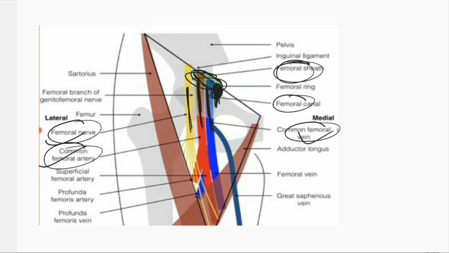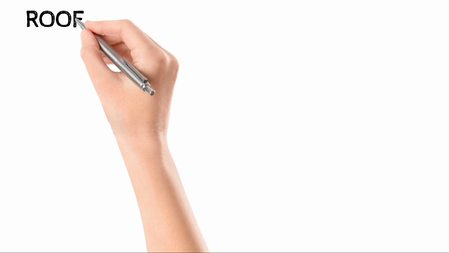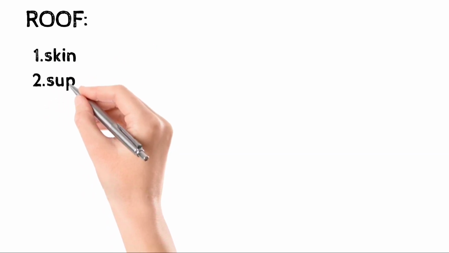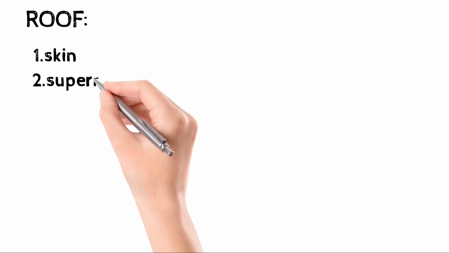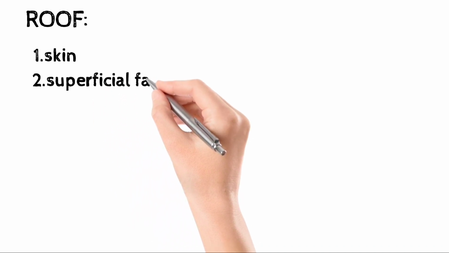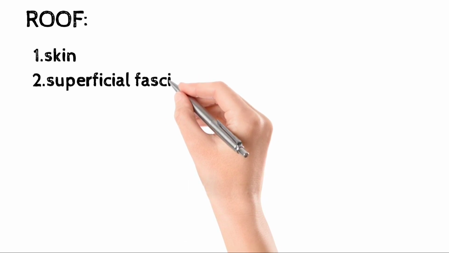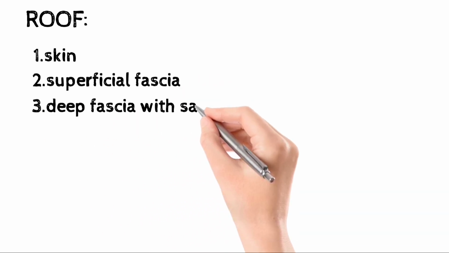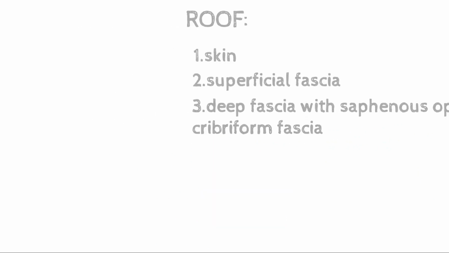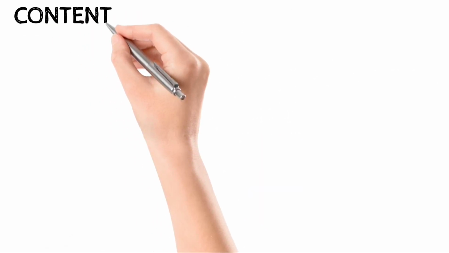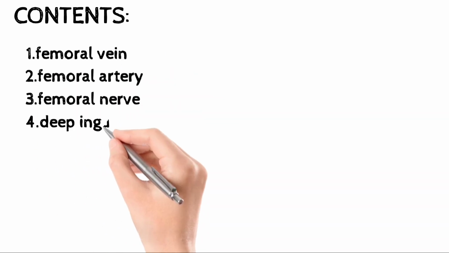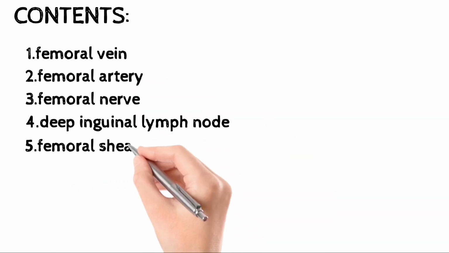So the contents of the femoral triangle are vein, artery, nerve, femoral sheath, and deep inguinal node in the femoral canal. Roof of the femoral triangle: skin, superficial fascia that contains superficial inguinal node, femoral branch of genitofemoral nerve, upper part of great saphenous vein, superficial branch of femoral artery, etc., and deep fascia with saphenous opening and cribriform fascia. Contents of the femoral triangle: femoral vein, femoral artery, femoral nerve, deep inguinal lymph node, femoral sheath.